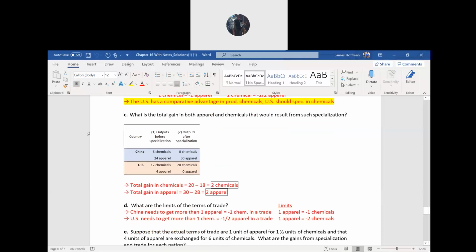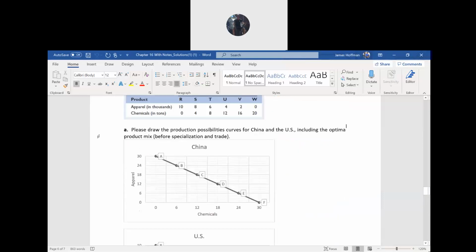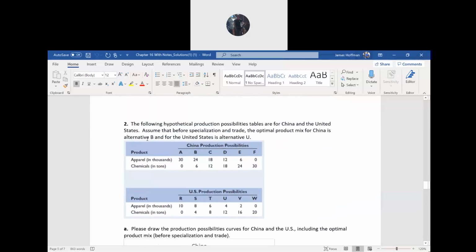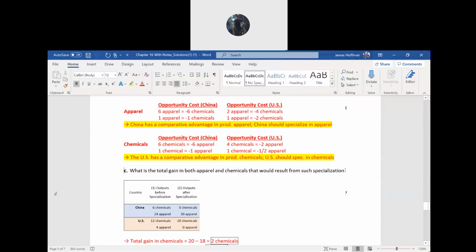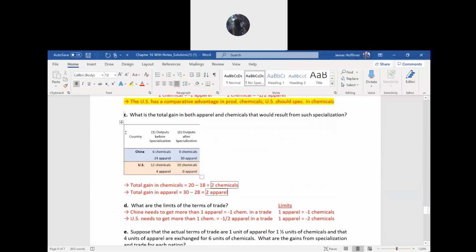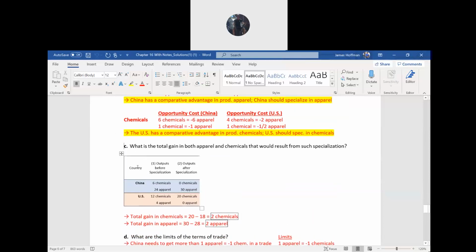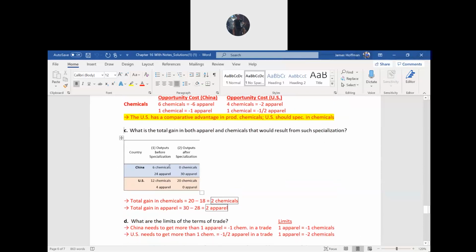All right. So part C is what is the total gain in both apparel and chemicals that would result from such specialization. So we start with the initial points, where China started at B, 24 and 6, and the US started at U, 4 and 12, and then we do the specialization. China starts with 6 chemicals and 24 apparel, and the US starts with 12 chemicals and 4 apparel, that's given.